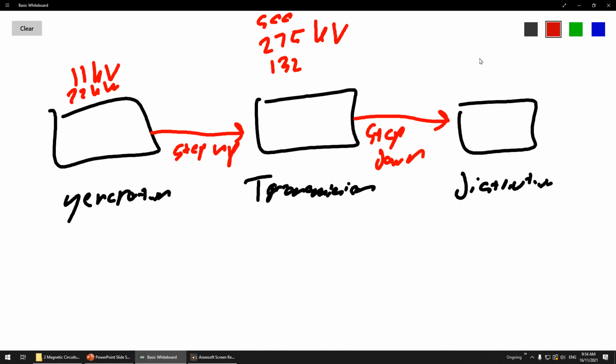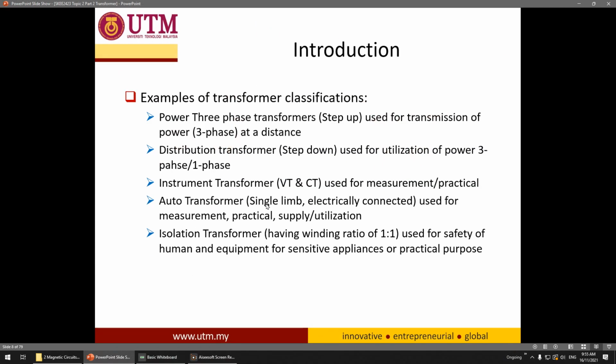So for this case it is 33 kV, 22 kV. This one is in Johor only, 11 kV. Okay, 415 V or 230 V. So this distribution uses a step down transformer. Make sure you understand this. And you have instrument transformers, voltage transformer or current transformer, used for measurement and protection.